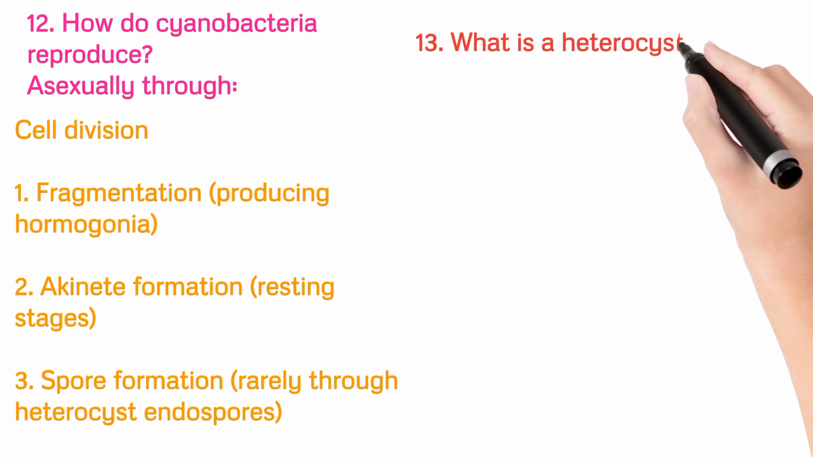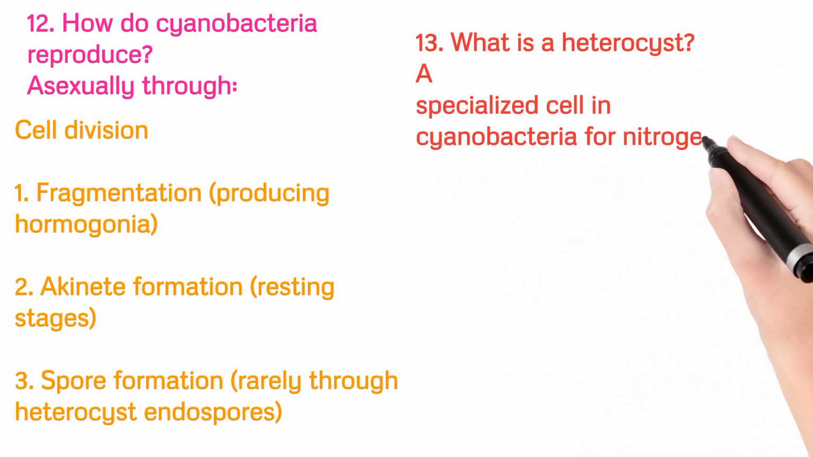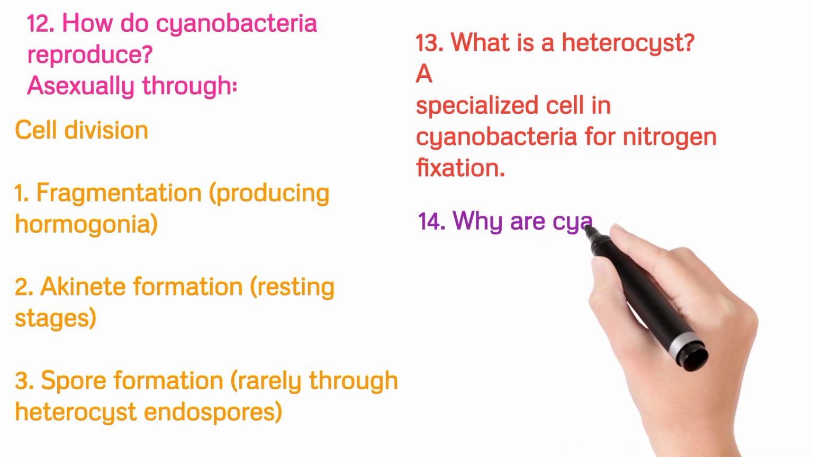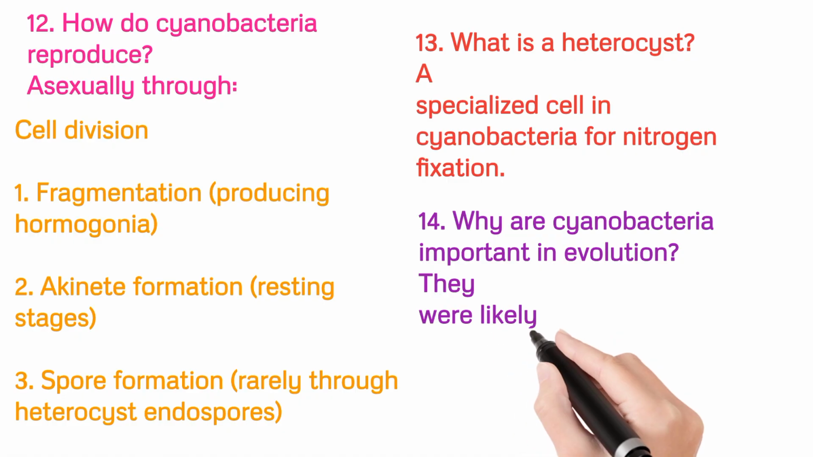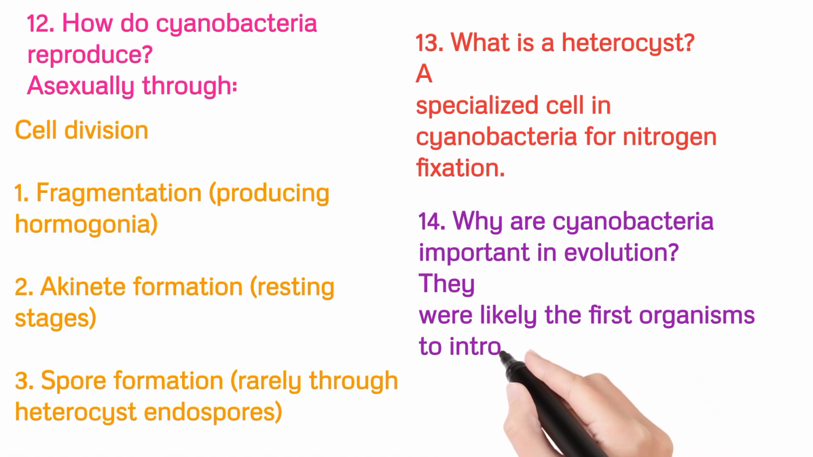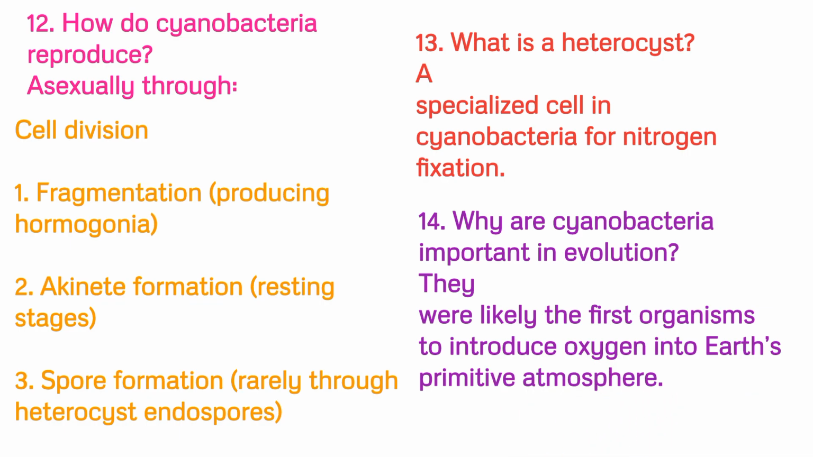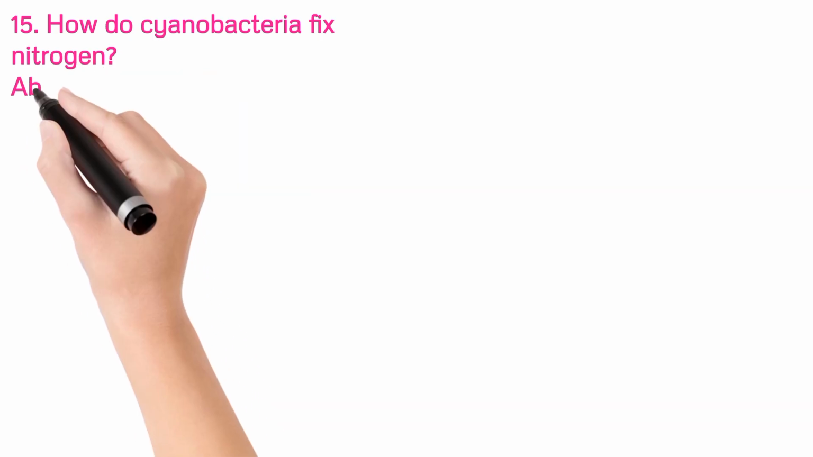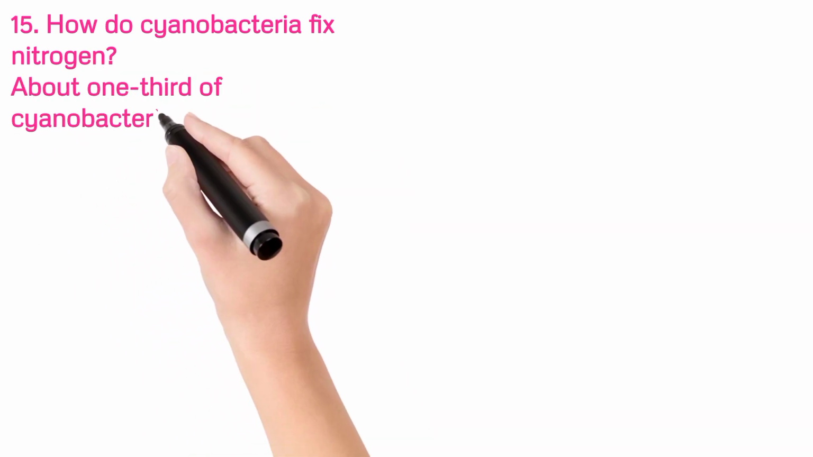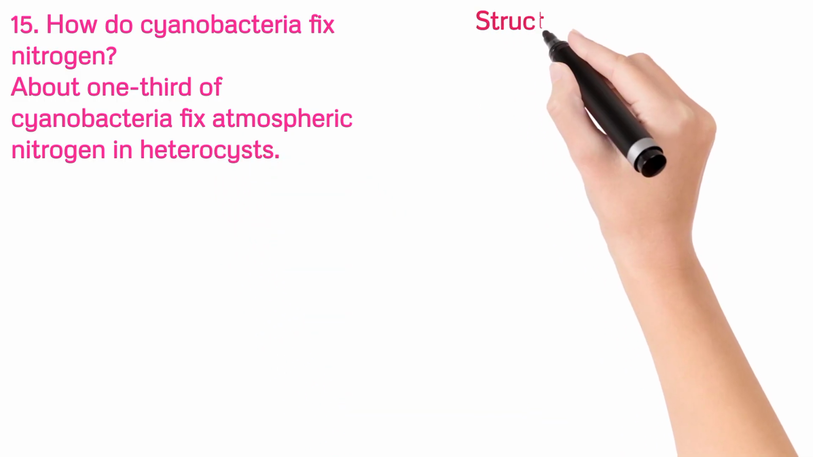13. What is a heterocyst? A specialized cell in cyanobacteria for nitrogen fixation. 14. Why are cyanobacteria important in evolution? They were likely the first organisms to introduce oxygen into Earth's primitive atmosphere. 15. How do cyanobacteria fix nitrogen? About 1/3 of cyanobacteria fix atmospheric nitrogen in heterocysts.